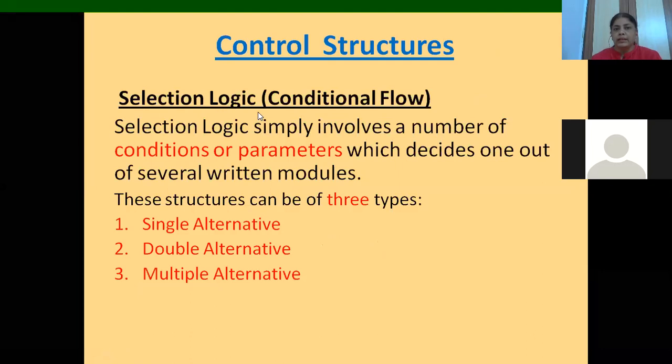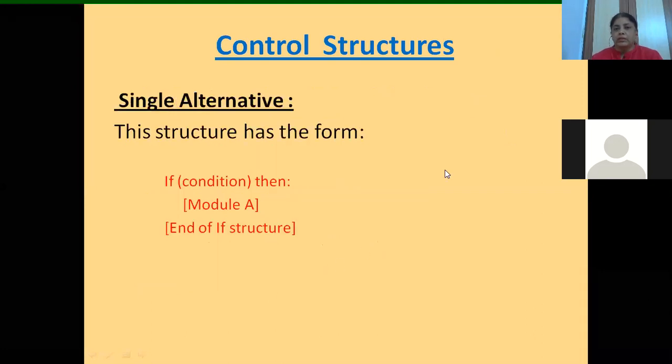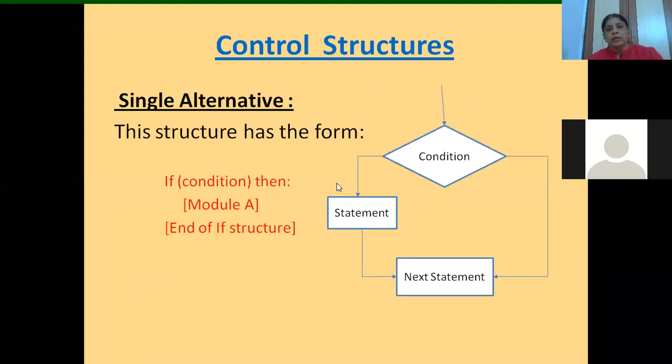Okay. So this is selection logic or conditional flow. In selection logic, or conditional flow, we have three types of structure: single alternative, double alternative, and multiple alternative. Single alternative is like your C++ if-else structure. You have already done programs based on that, like maximum of two numbers. That is the example of double alternative.